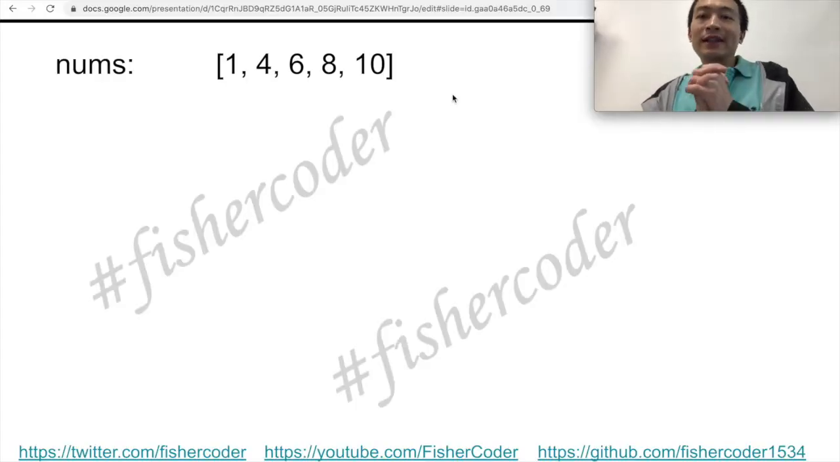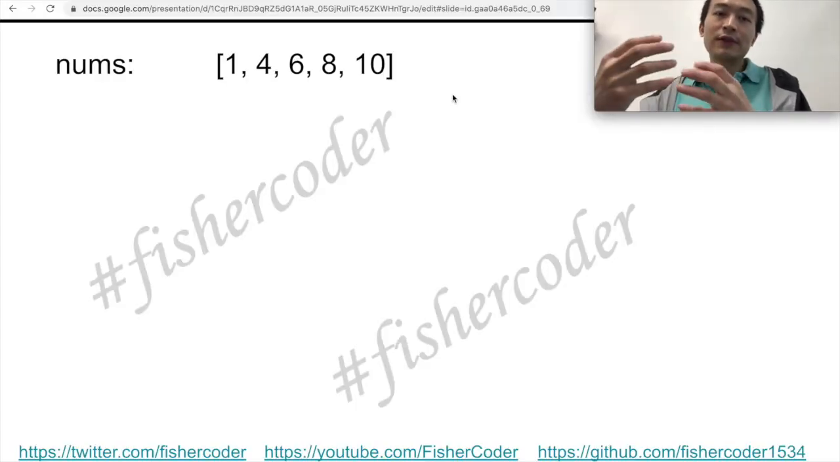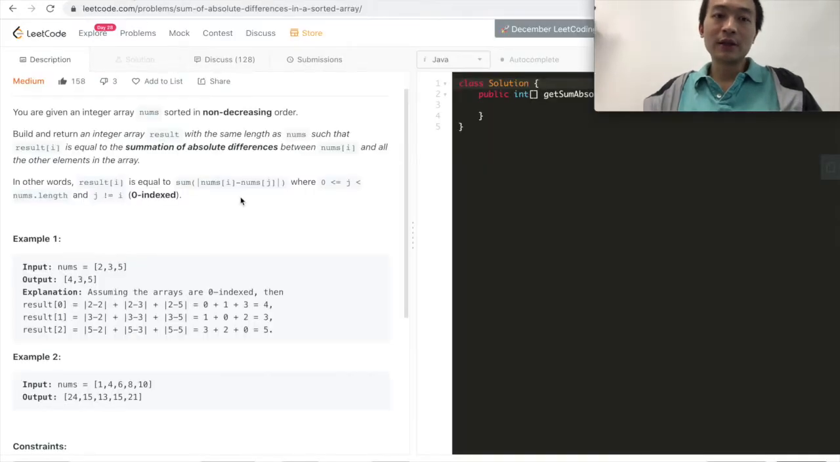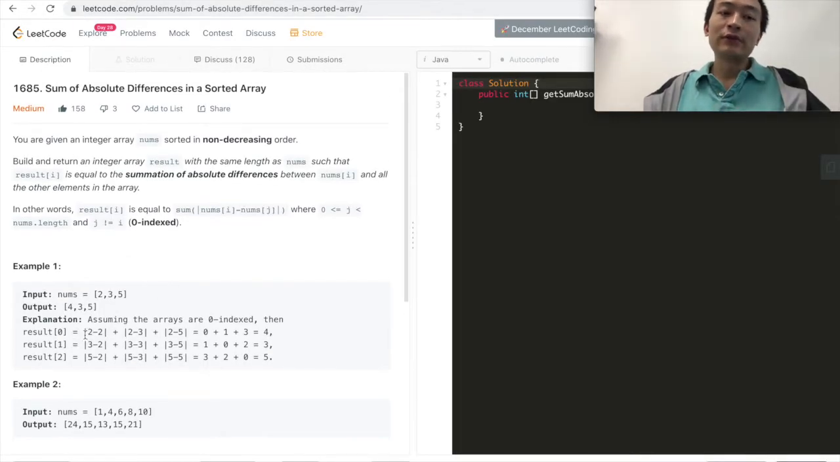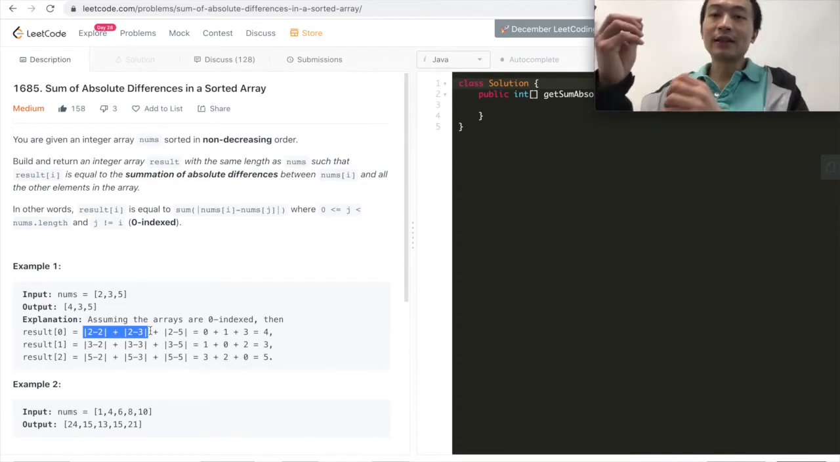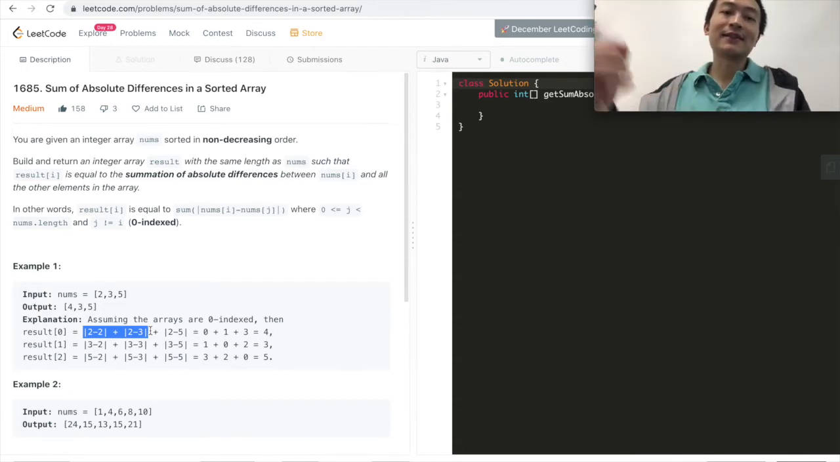Okay, now let's take a look at the slides. We'll just use the second example because it has more elements. It has 5 elements as an example to see how we can optimize this solution, how we can build upon the brute force solution. The brute force solution is we can just follow the intuition. We can have a nested for loop to go through all of the absolute differences and sum all of them up and then assign each of the summation results as the final output, right? So that's the brute force solution.